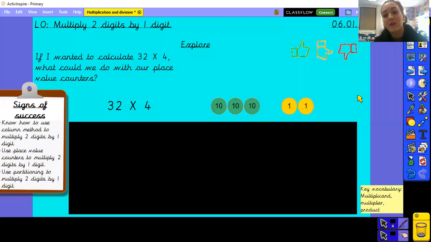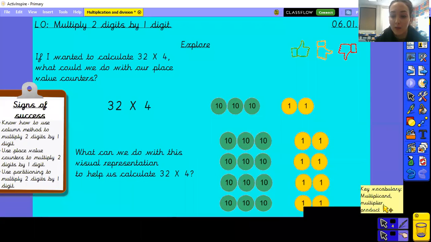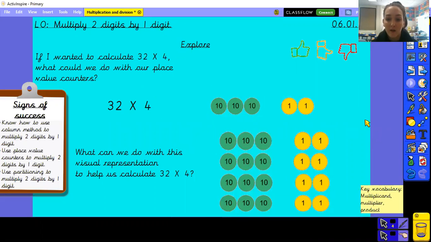Okay, so now you've had a little think, I will reveal what we can do with these counters to help us complete this calculation. Because we're wanting to do 32 times 4, what I've done is I've used place value counters to represent 32 4 times. And then this way, we can add up each group to see what the answer would be. So let's go through together.